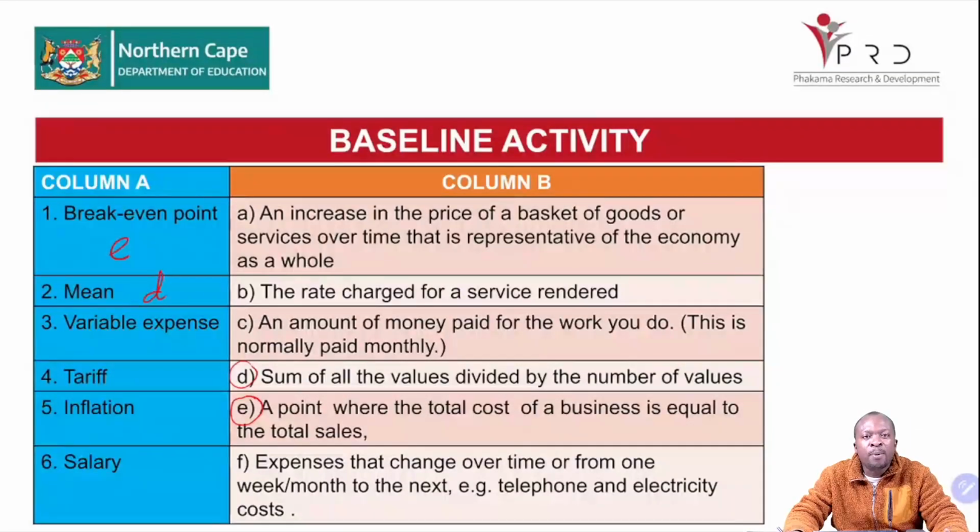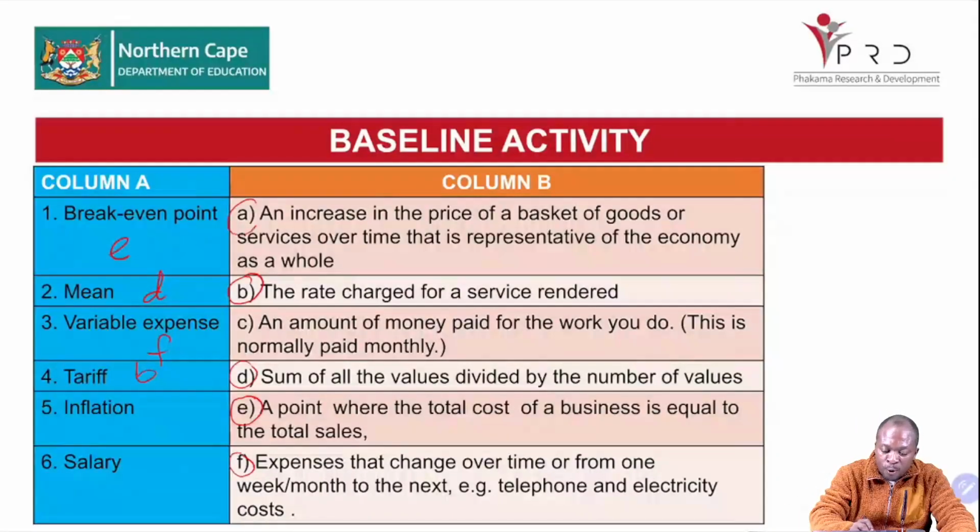How about variable expense? Vary, changes. So which are we talking about here? We are talking of expenses that change. Good. I hope you are following what I'm doing here. Then the next one is tariff. Whenever we hear tariff, it is the cost per unit for a service received. So the charge, the rate, that is what we call tariff. So our answer is B. Then inflation, the increase, the change in price of goods and services over a period of time. So we are talking of A. That is our answer for inflation.